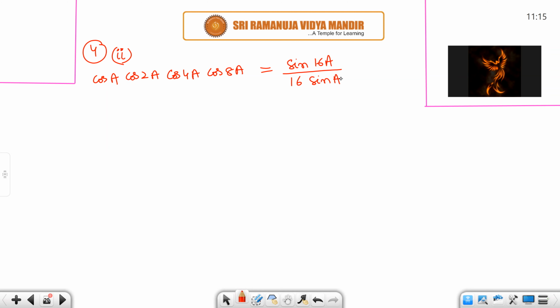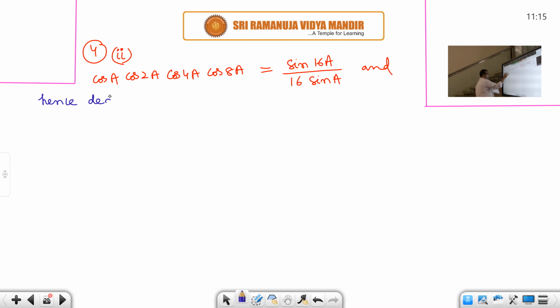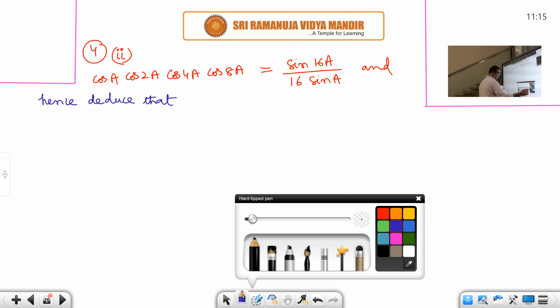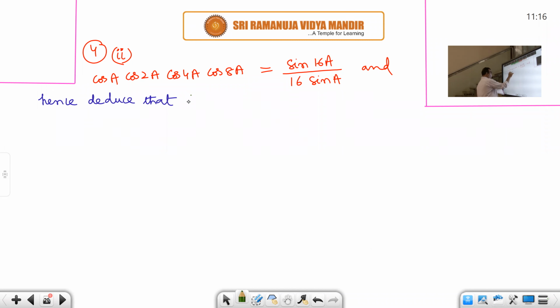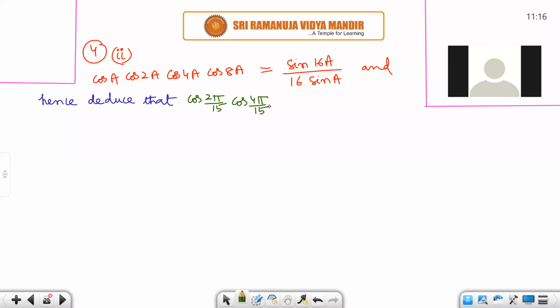So the result is sin 16A by 16 sin A. And hence, deduce that... First we have to prove that, and hence deduce that cos 2 pi by 15, cos 4 pi by 15, cos 8 pi by 15. So here also angles are in GP.